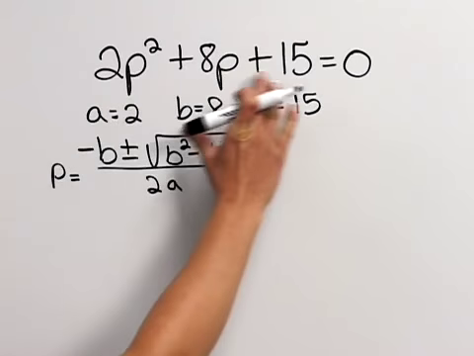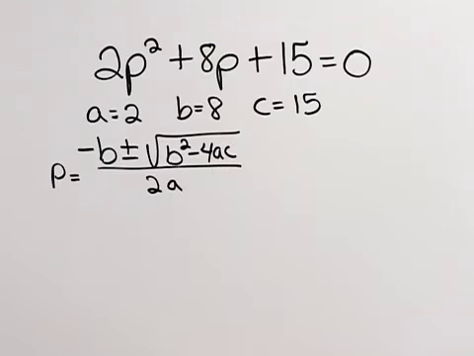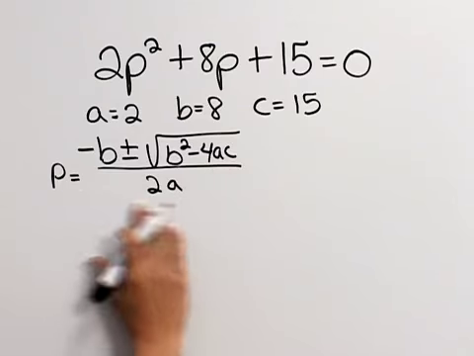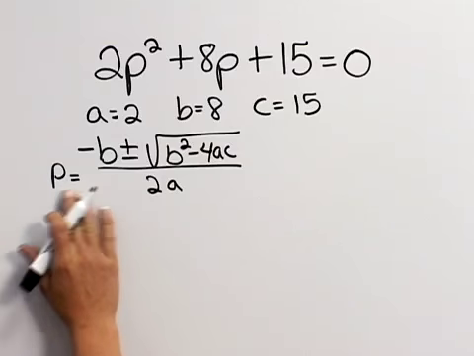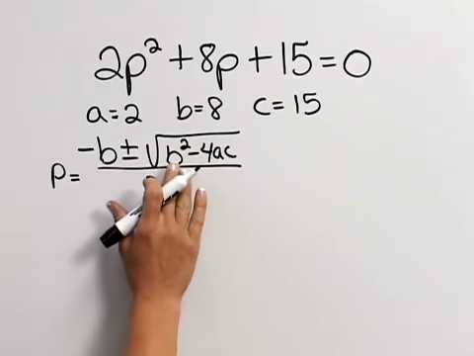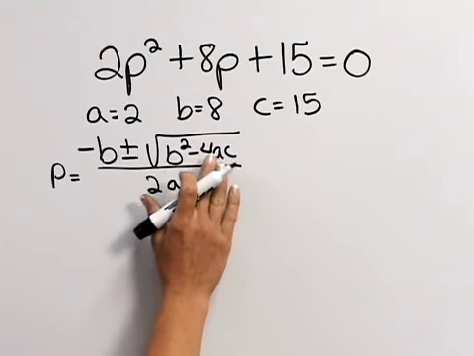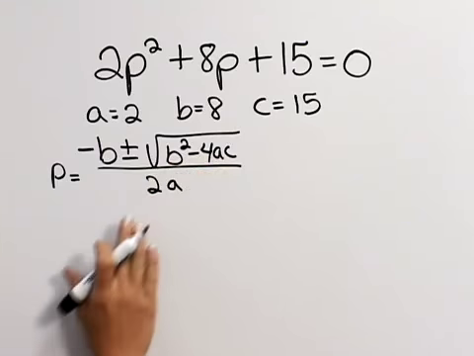2p squared plus 8p plus 15 equals 0, using a method of your choice. How about if we use the quadratic formula, which in this case, since our variable is p, will be p equals negative b plus or minus the square root of b squared minus 4ac all over 2a.